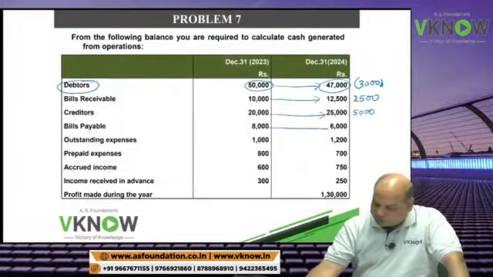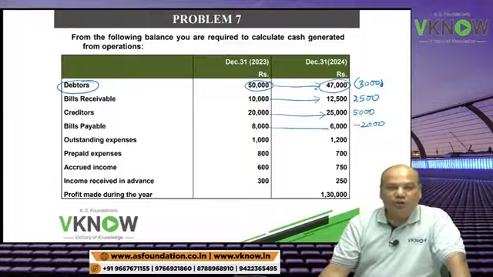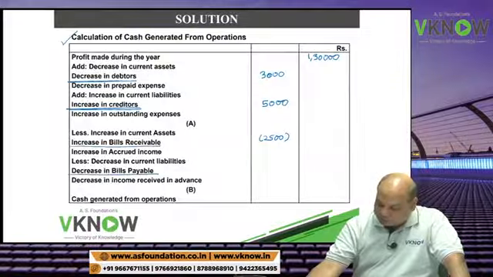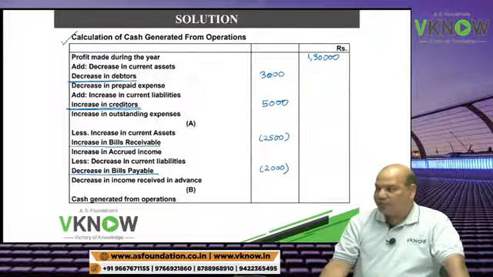Next is bills payable. On the screen, bills payable has reduced by 2,000. Decrease in current liability, decrease in cash flow. So decrease in bills payable, in bracket write 2,000.